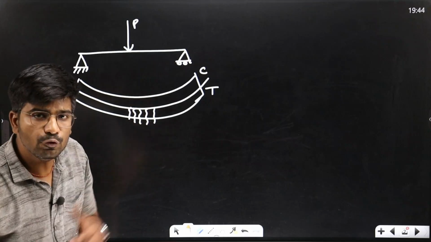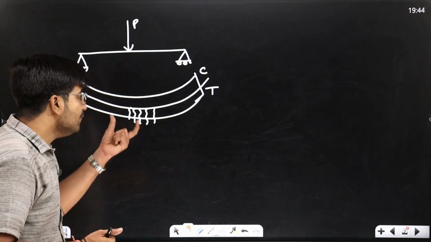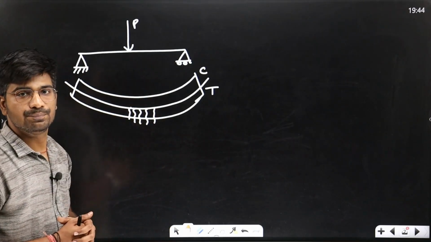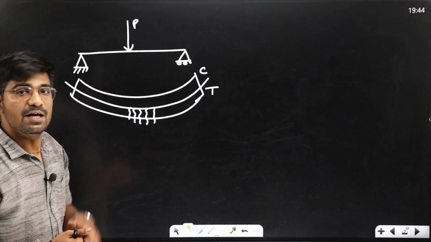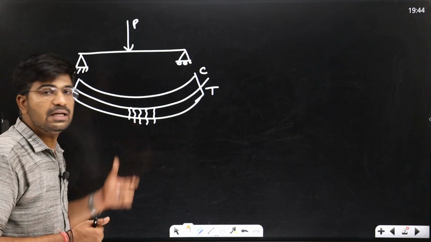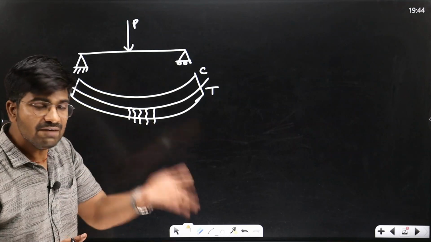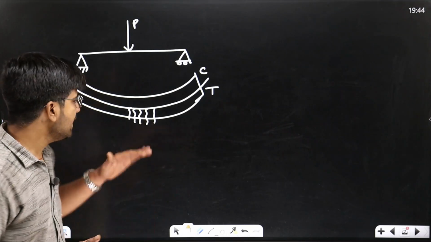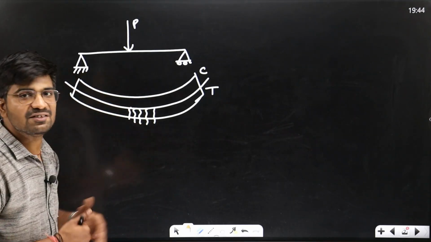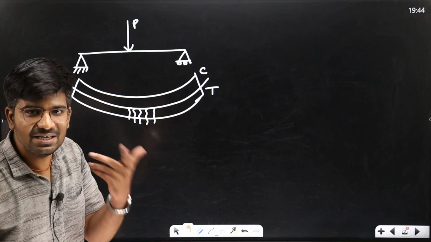So now what do you have to do? You have to provide reinforcement in your tension zone. If we provide reinforcement in tension zone only, it is called singly reinforced section. But when we provide reinforcement in compression as well as tension, it is called doubly reinforced section.